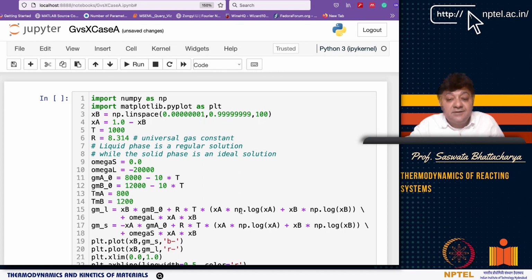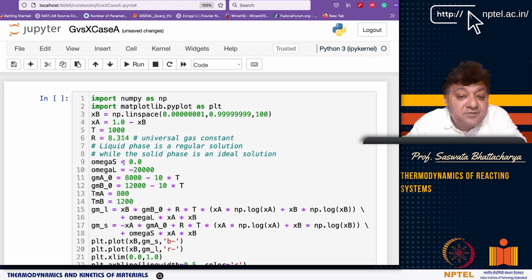This is because you have the delta S mix. In delta S mix, you have these log terms, right? And log 0 is undefined. So I have taken as small a value, as close to 0, and as close to 1 as possible, and I am plotting this. And I have all this data.